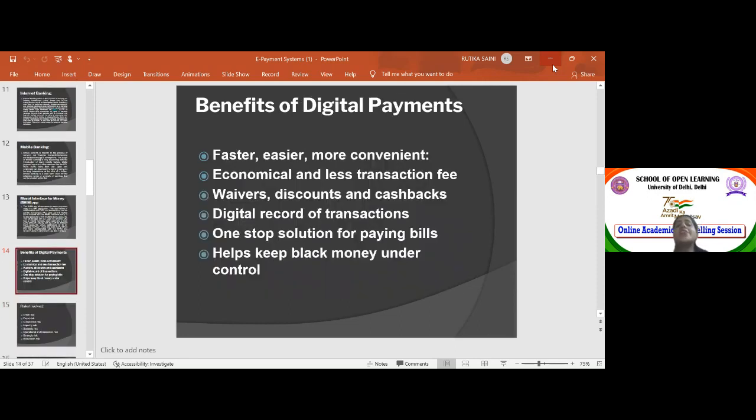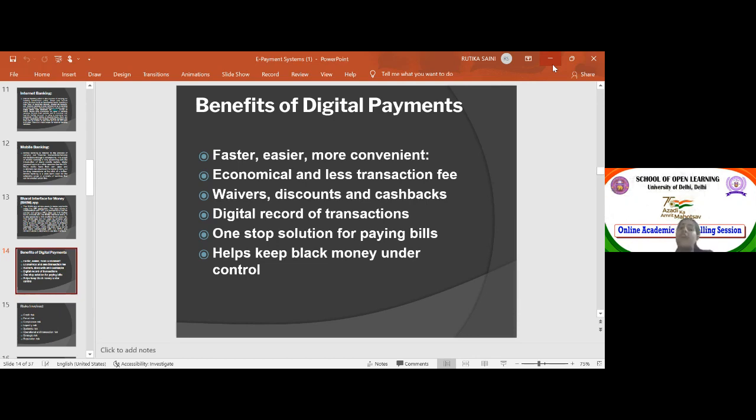Now, what are the benefits of digital payments? When we are talking about digital payment, we have seen that it allows you to make payments throughout the year, 24/7. You don't need to visit the bank's branch. You can just sit at your home and make the payment. There are n number of benefits, and some of them are listed here.